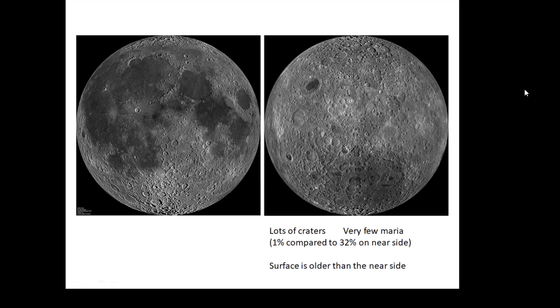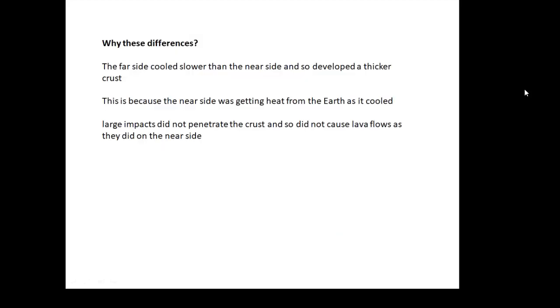When there's a large impact, that creates these big puddles of molten rock which become maria. And this hasn't happened very much on the far side of the moon. The surface is a lot older than on the near side. Why are these differences? Well, the best theory is that the far side cooled down slower than the near side, and so its crust is thicker.